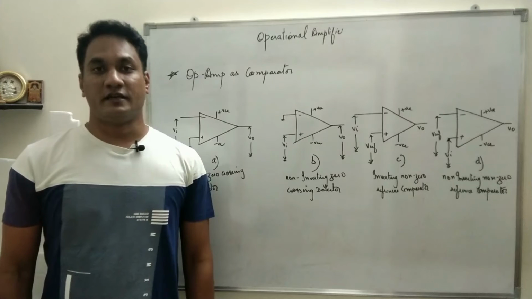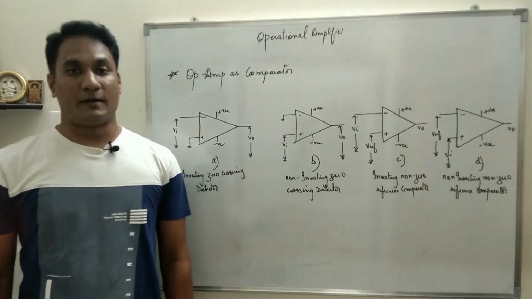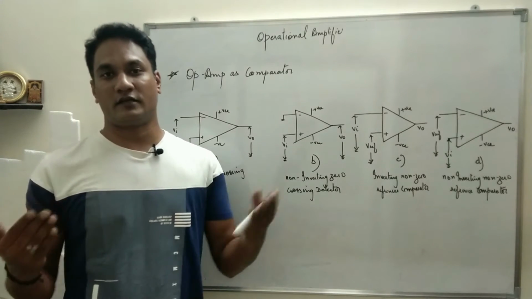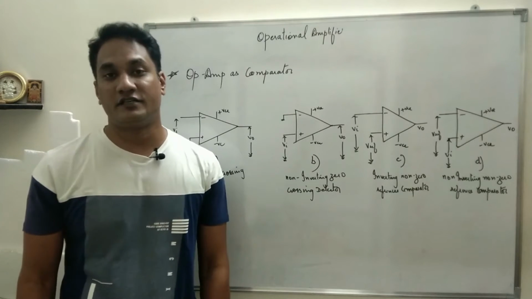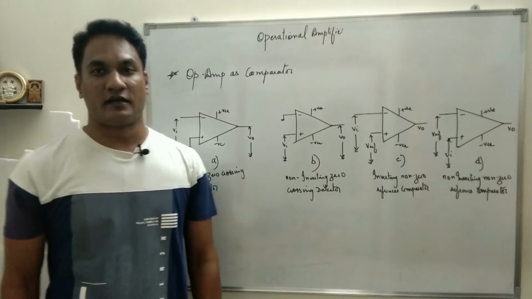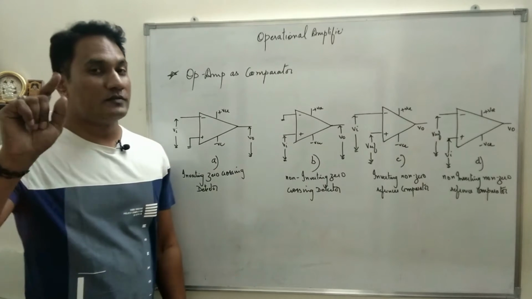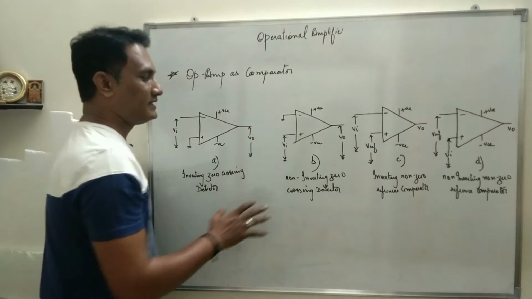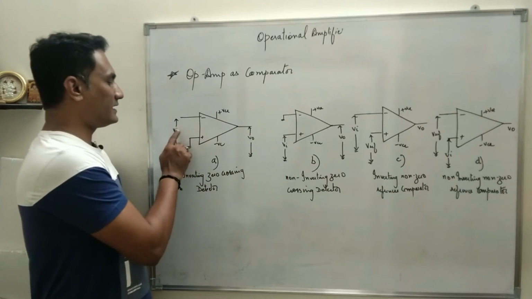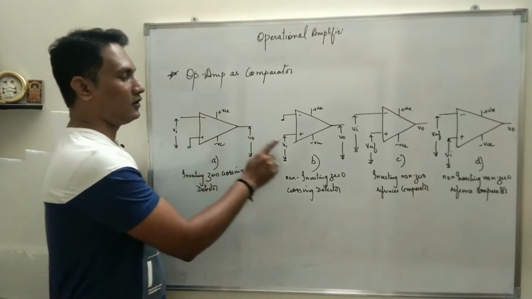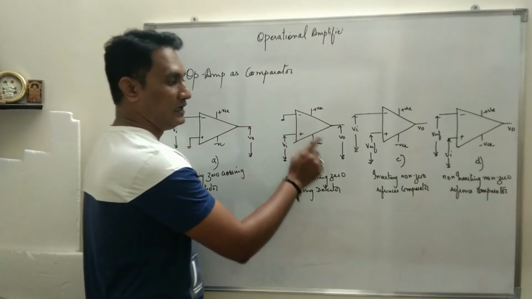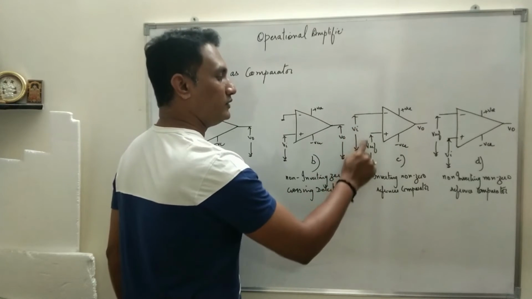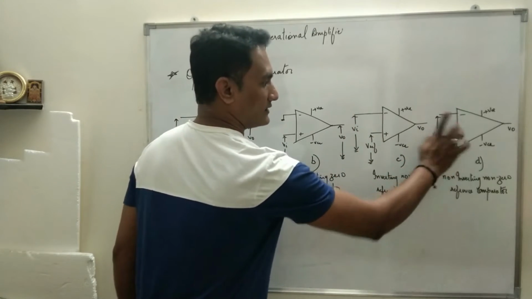The next application is op-amp as comparator. Of course, what you can see on the board, I have drawn 4 circuits. That means there are 4 ways in which the op-amp can be used as a comparator. Now, the most important point you have to see in the circuit is that in the first 2 cases, I have applied input either to the inverting terminal or to the non-inverting terminal. And in the next 2 cases, input has been applied to 2 different terminals, both inverting as well as non-inverting, you can see, right?